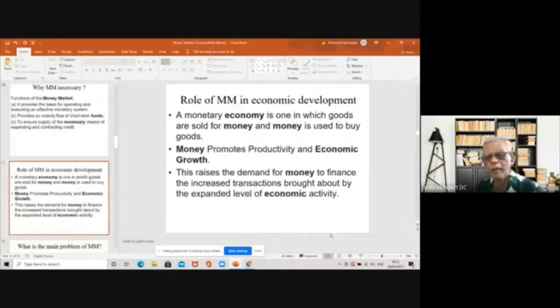Role of the money market in economic development. A monetary economy is one in which goods are sold for money and money is used to buy goods. Money promotes productivity and economic growth. This raises the demand for money to finance the increased transactions brought about by the expanded level of economic activity. I need to enlighten you on certain economic theory.